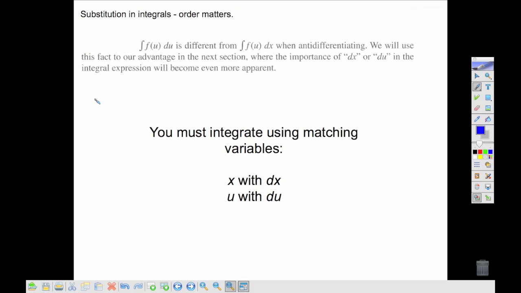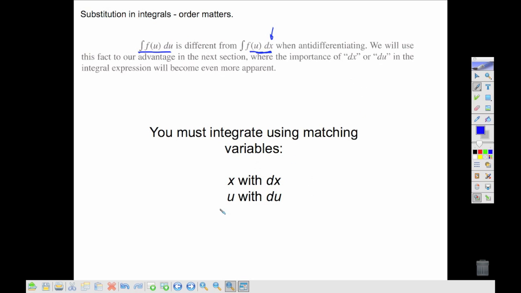This next part we're going to look at is when we start mixing variables in our indefinite integrals. Like if I have f of u du, that's going to be different from f of u dx. And it's one of the reasons why it's so important to include this with your integral, because we need to know what variable we're dealing with when we take the integral. And substitution is going to matter here when we do things.